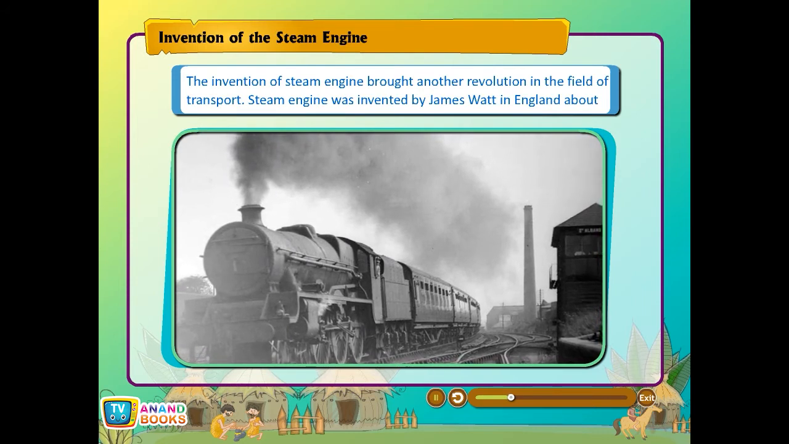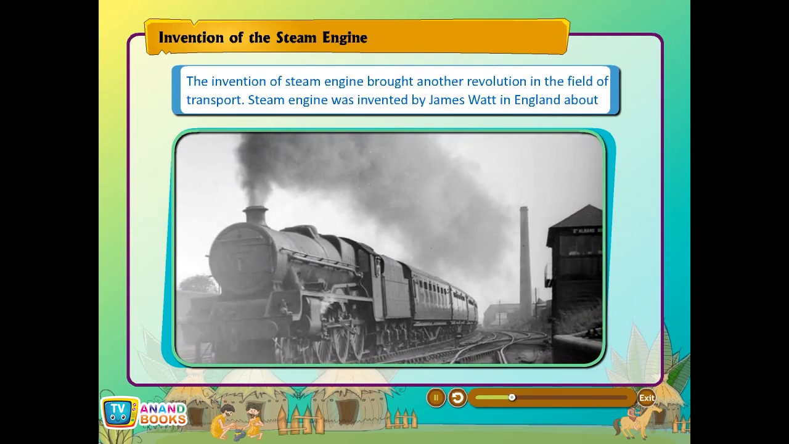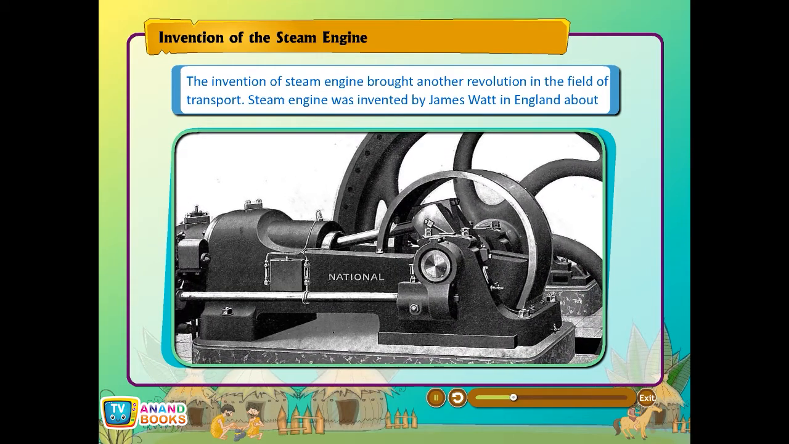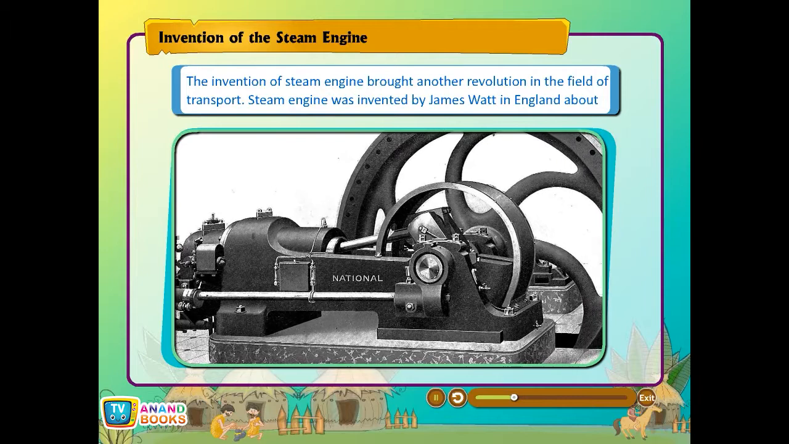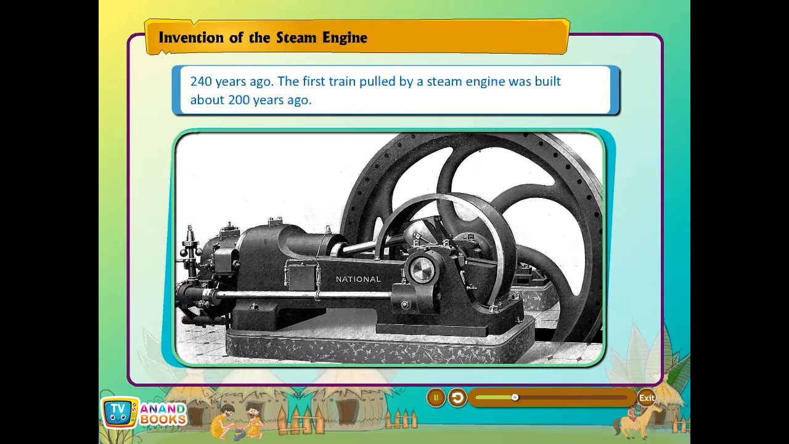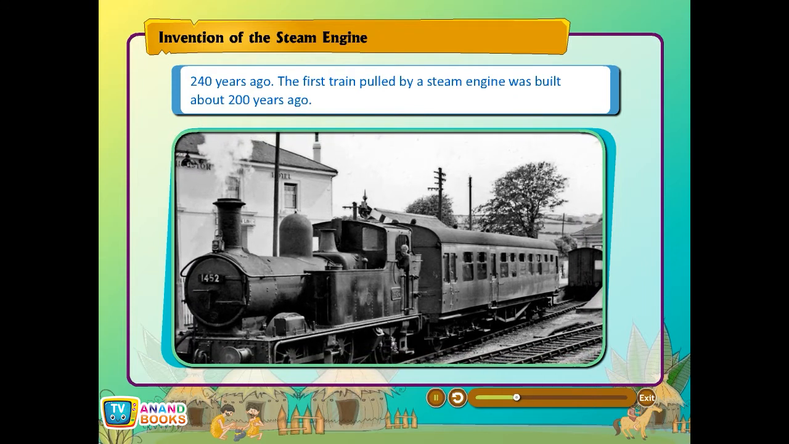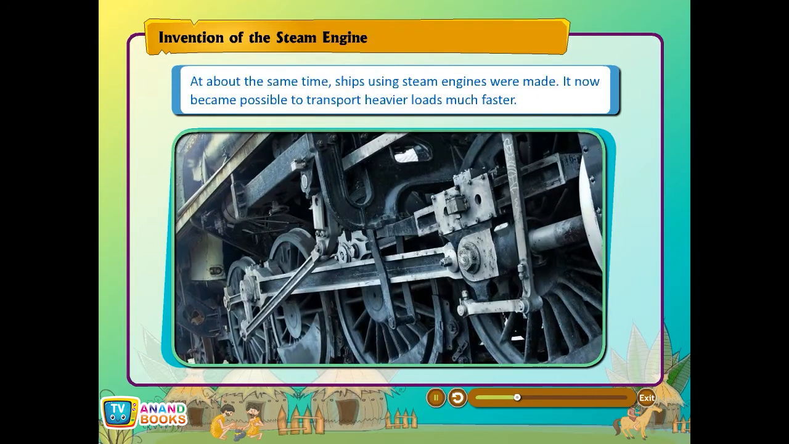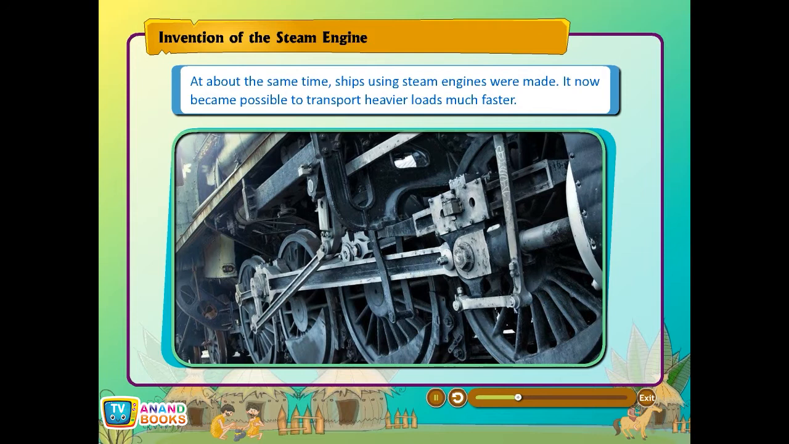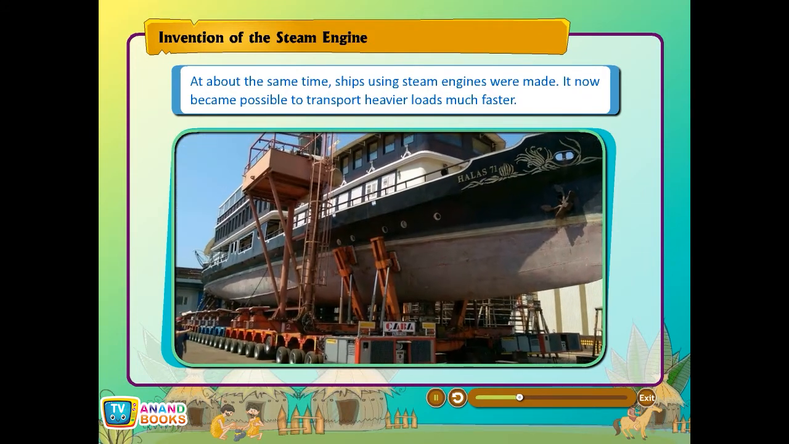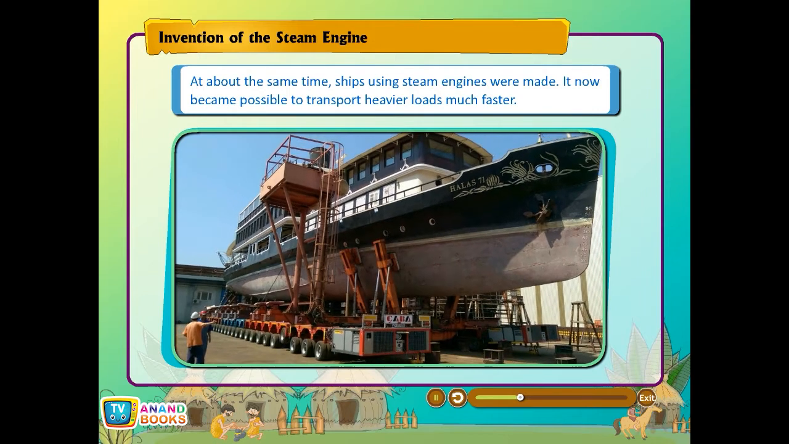The invention of the steam engine brought another revolution in the field of transport. The steam engine was invented by James Watt in England about 240 years ago. The first train pulled by a steam engine was built about 200 years ago. At about the same time, ships using steam engines were made. It now became possible to transport heavier loads much faster.